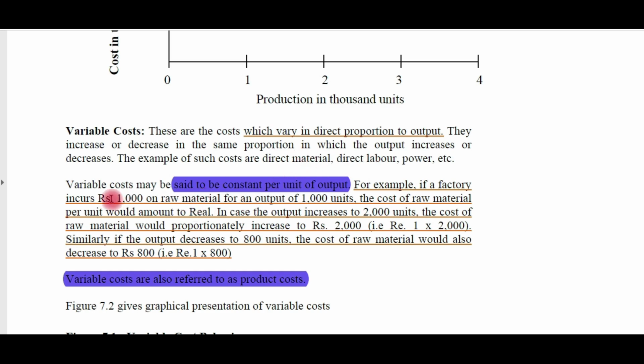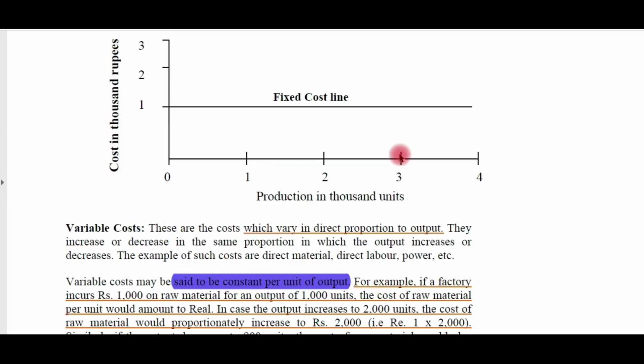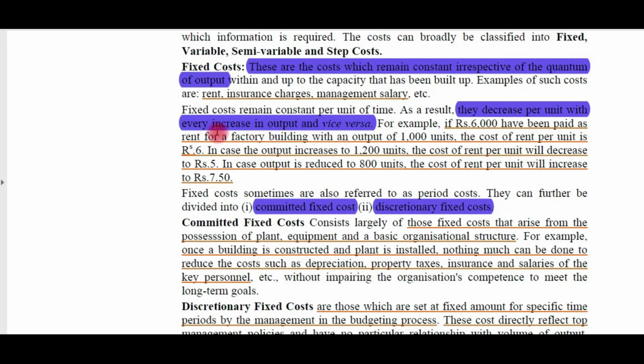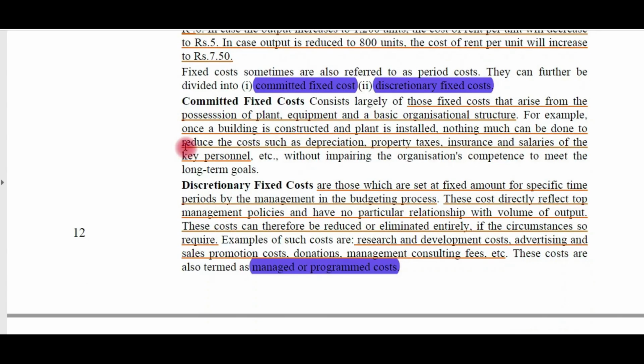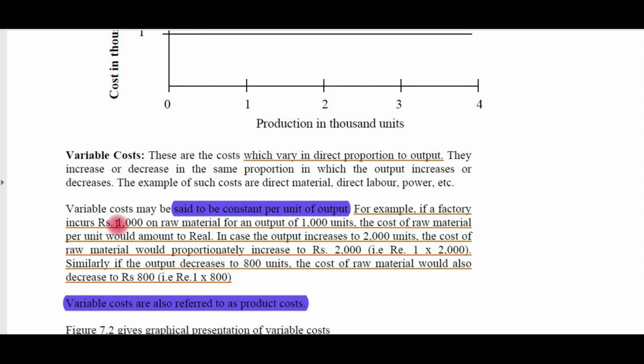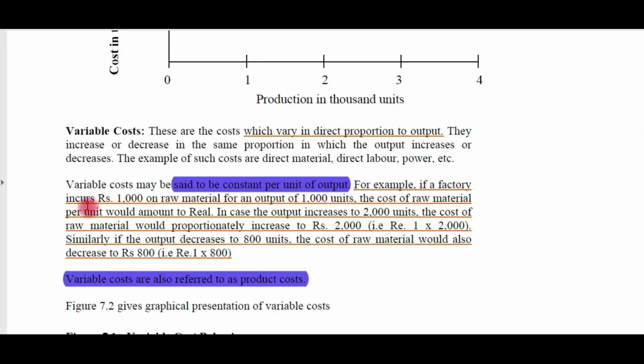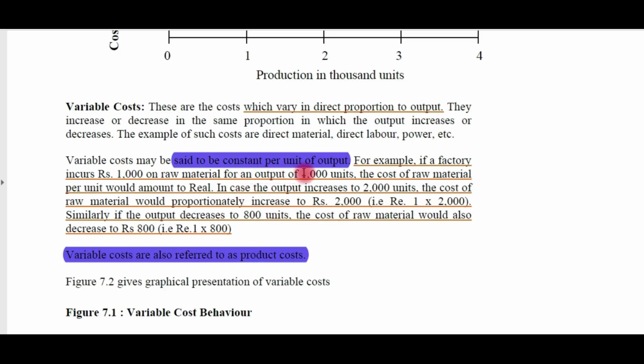to be employed. Variable costs may be said to be constant per unit of output, whereas fixed costs remain constant per unit of time. Same is applied for variable costs also. For example, if a factory incurs 1000 rupees on raw materials for an output of 1,000 units, cost of raw material per unit would be 1 rupee. If the output increases to 2000, we need more raw material. Then cost of raw material also increases. Here also it will be increasing to 2000 rupees. So the cost per unit of the output is said to be constant.